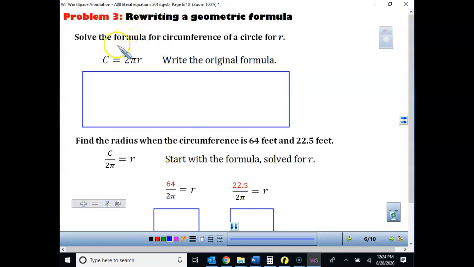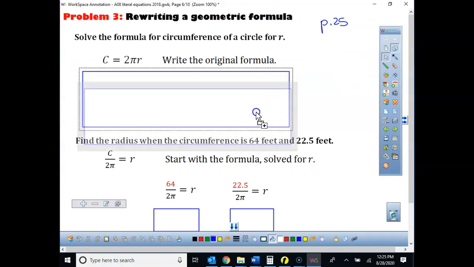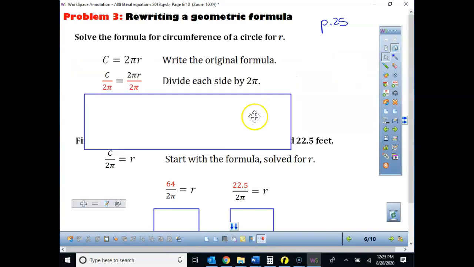As we look at this last page of your notes today on page 25, we are going to use a formula. The formula is for the circumference of a circle. Circumference is equal to 2 pi times r. That's our original formula. So what we want to take a look at is if we wanted to solve for r. Our first step, we are going to divide both sides by 2 pi.